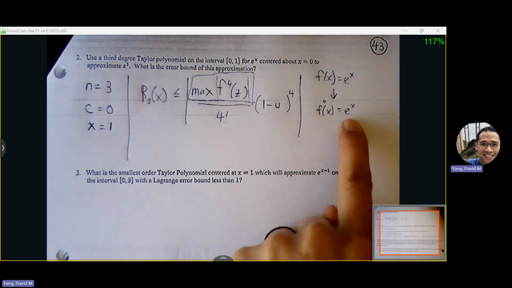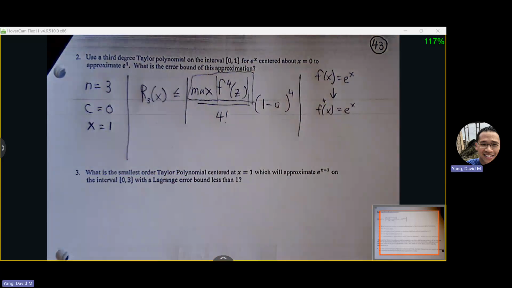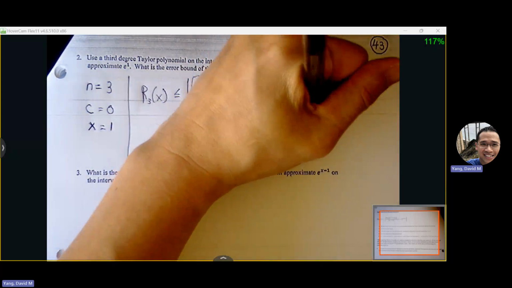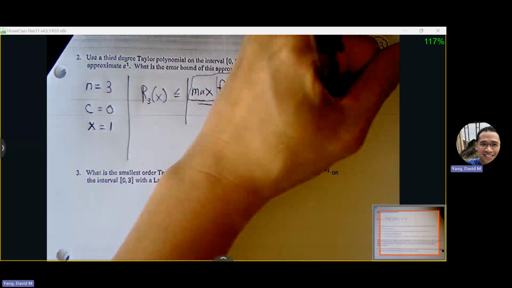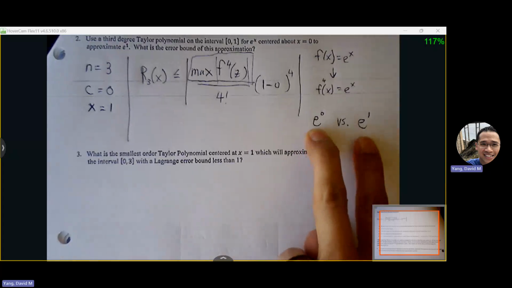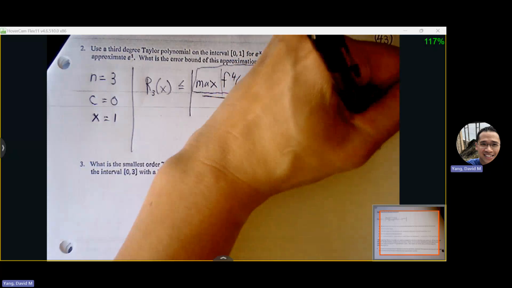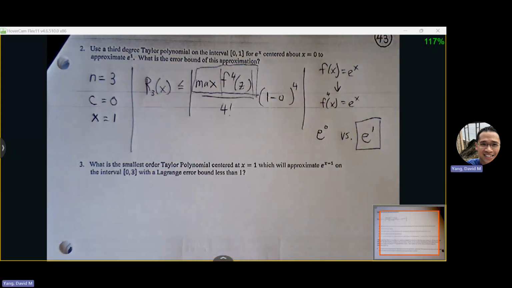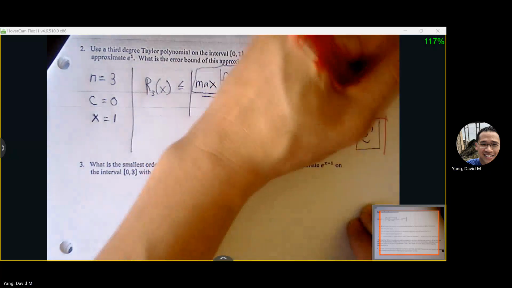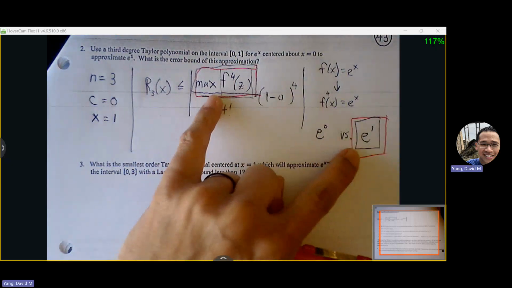So we want to find the maximum value that this can be between 0 and 1. So we only have to compare 2 values. We're comparing e to the 0 versus e to the first power. Which one has a higher value? E to the first. This is my max. This will go in for this. We want to find a safe upper bound.